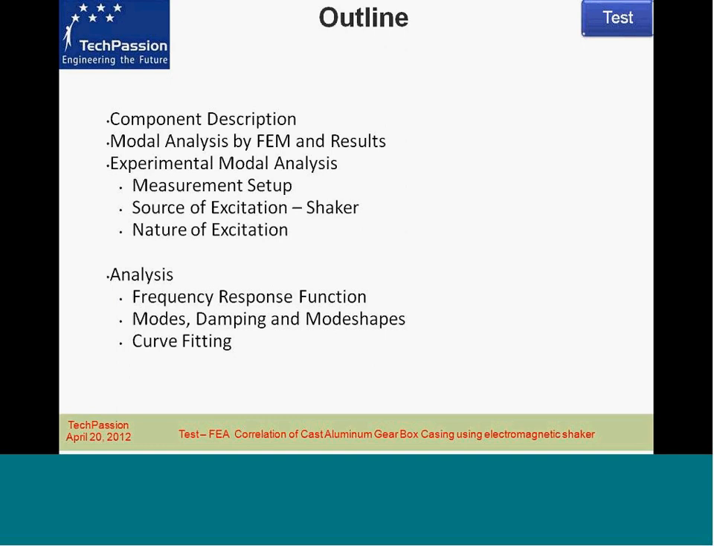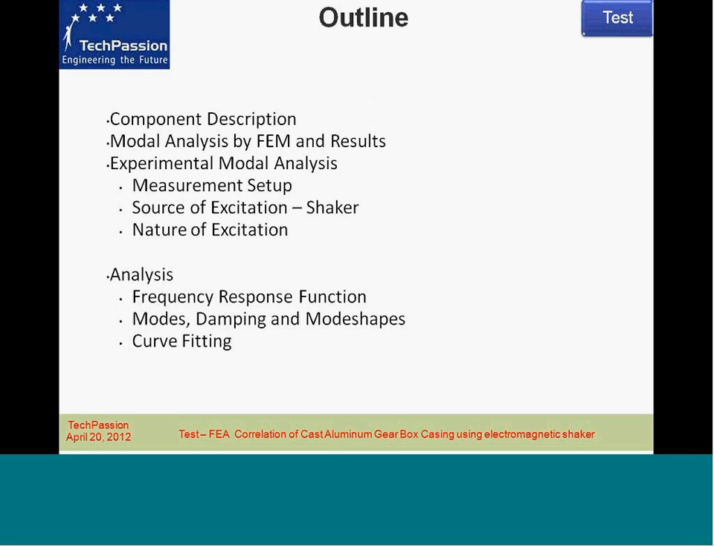First, I'll start with the description of the component. Following this, modal analysis done by the finite element method and the results. We'll discuss the results. Experimental modal analysis, the measurement setup description. The source of excitation that is used for this testing is a shaker. Nature of excitation. Following this, we will look at post-processing of the results: the frequency response function, modal damping, and mode shape. We'll also look at curve fitting performed on the data.